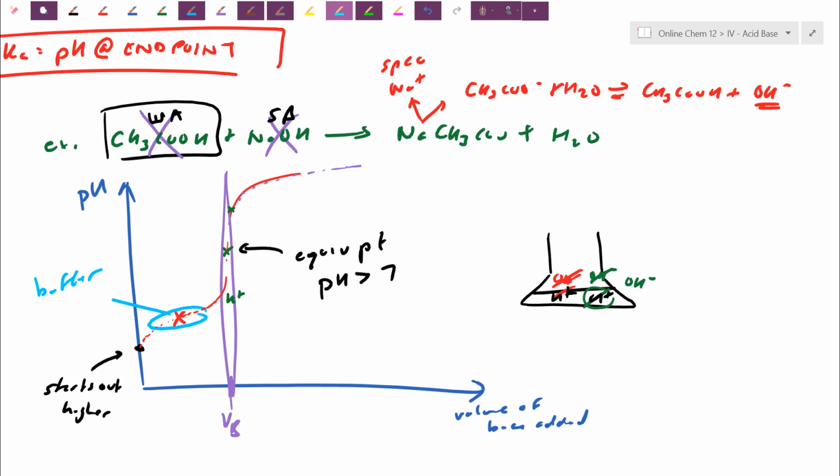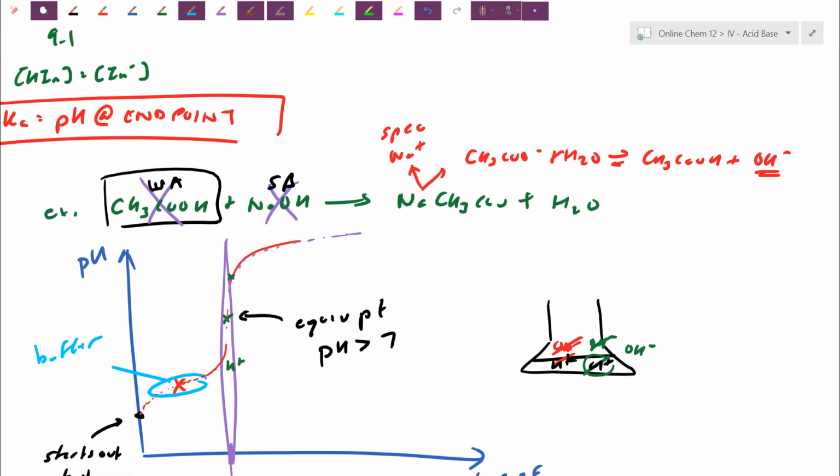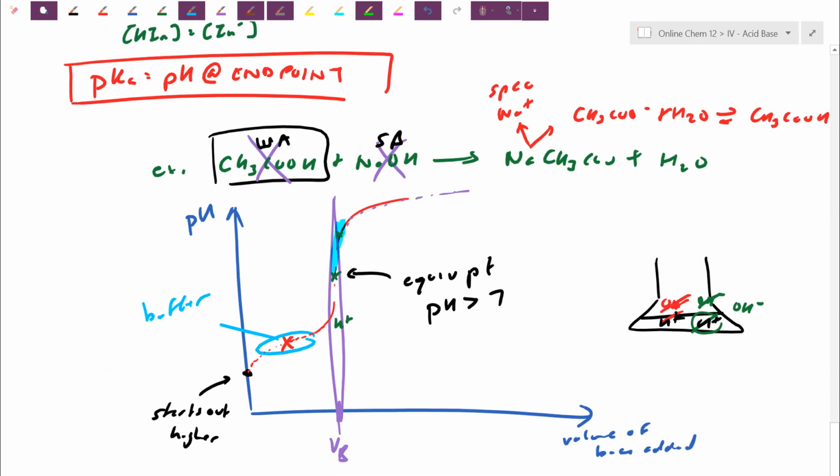For an indicator like phenolphthalein, we want to choose an indicator that changes color roughly where we're looking. Let's say the equivalence point here is at a pH of 8.5. Perfect. Phenolphthalein also changes color roughly between 8.2 and 10. When the indicator changes color, I know when to stop.